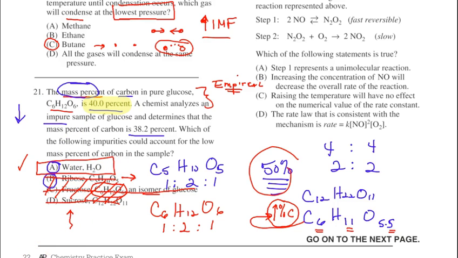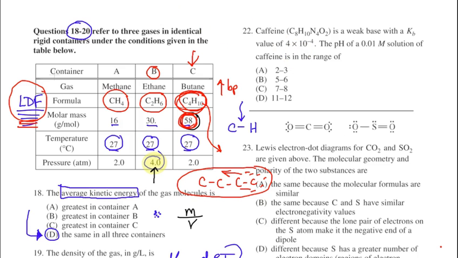Okay, number 22. Number 22 is a nice little pH acid-base equilibrium problem. We've got ourselves a weak base. It's got a Kb, okay, very small. The pH of the solution of caffeine, the weak base, is this, okay? So they want the pH of a certain solution. Okay, well, what's going on here?